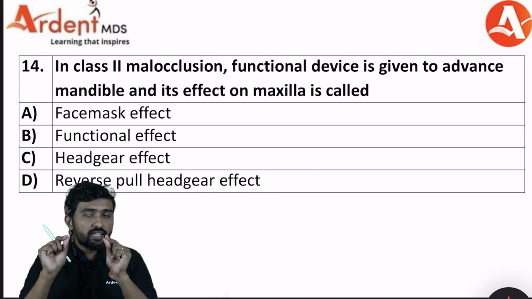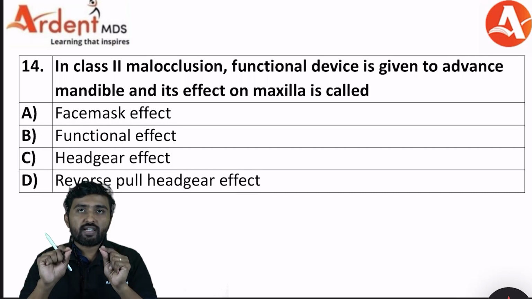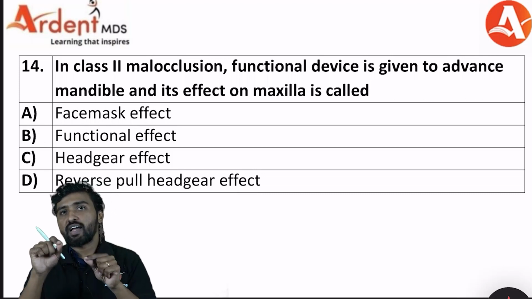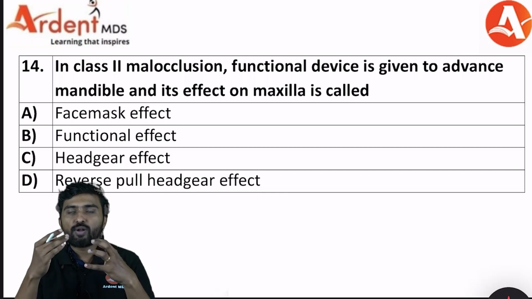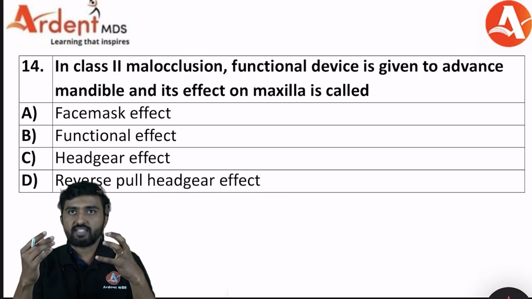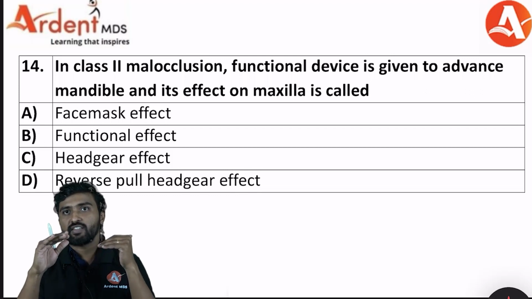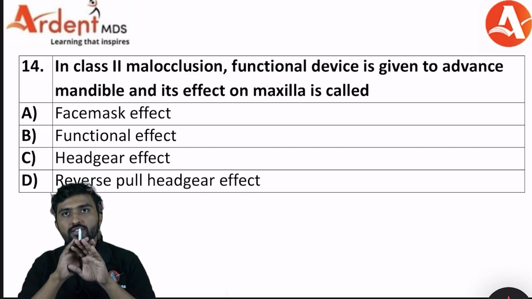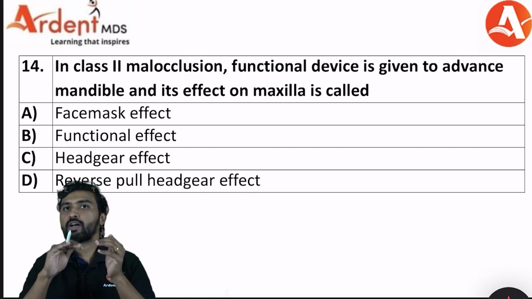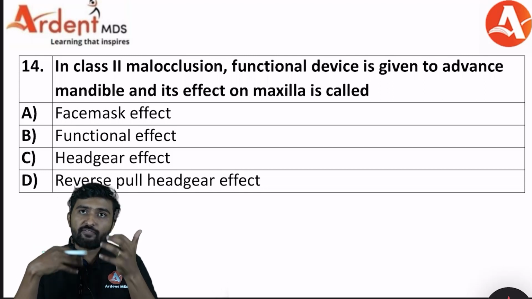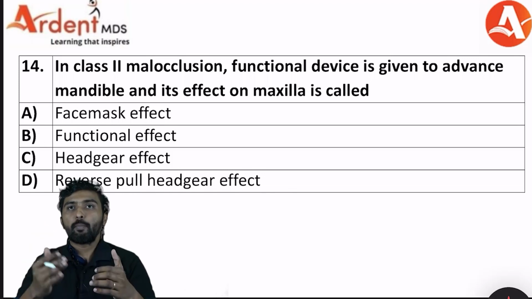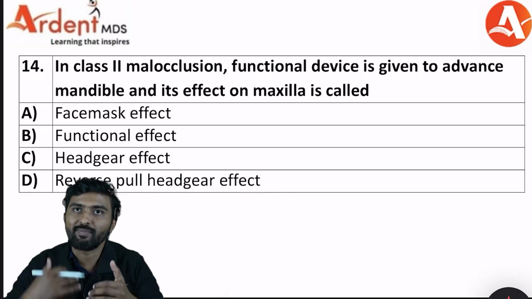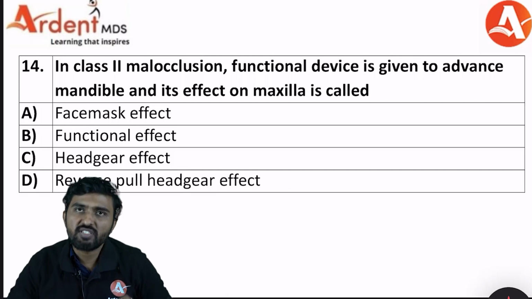The patient in this scenario doesn't have any orthopedic appliance. What are orthopedic appliances? Headgear, reverse headgear, and other orthopedic appliances would have an effect on the maxilla, but in this scenario no such appliances are mentioned. Now they are asking what is the name of the effect happening on the maxilla because of the functional appliance given in the mandible. Simple, right? The option is very simple.